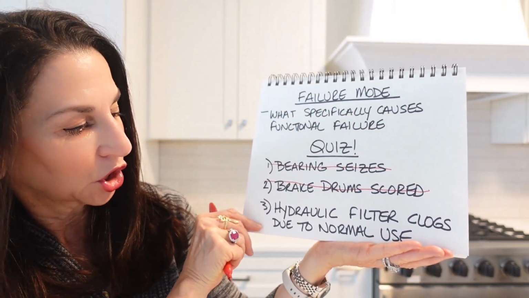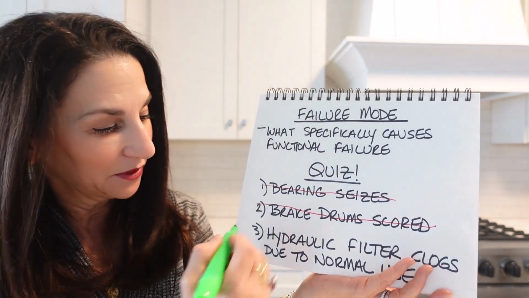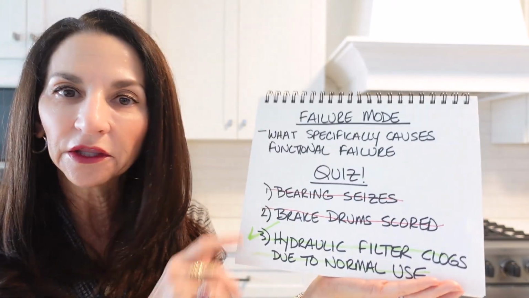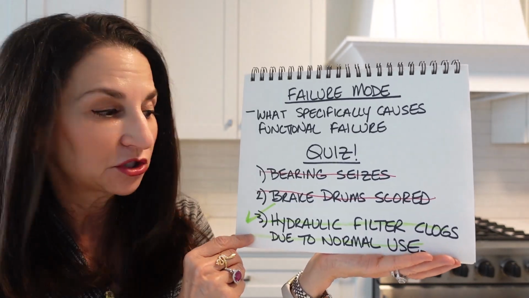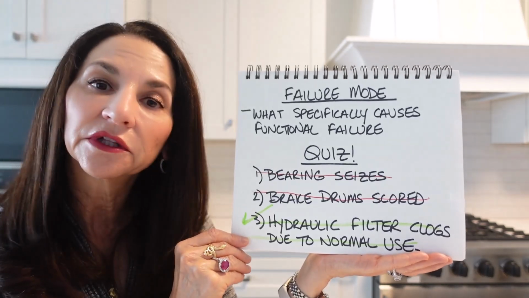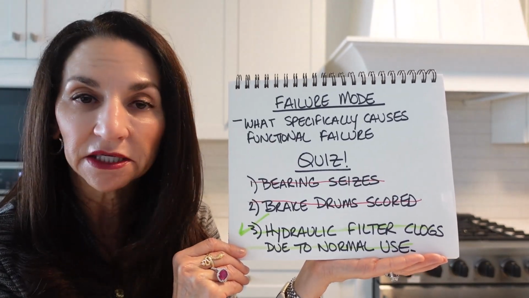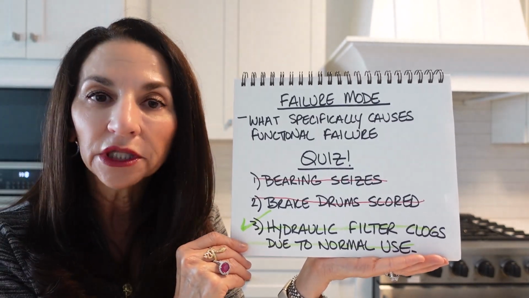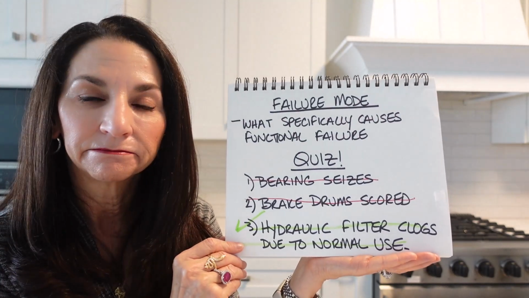Hydraulic filter clogs due to normal use. Now this one, I would say yes. This is a properly written failure mode, because what this is very likely to lead me to do is to either replace the filter on a scheduled basis or do some condition-based maintenance and maybe monitor the differential pressure and only replace the filter when I know that it needs it.